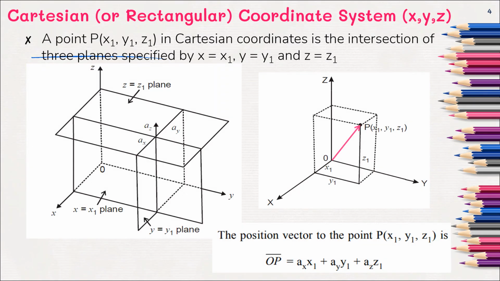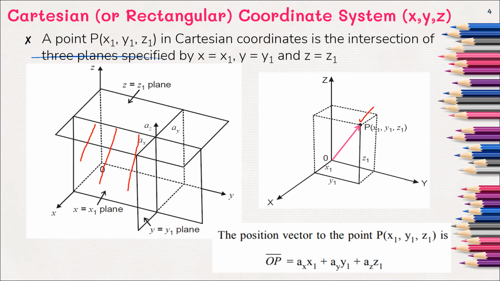Now look at this diagram as I told you in the earlier slide. Any point P, look at this point P. Any point P is going to be an intersection of three planes. Now how have I represented the planes? Along x direction you have one plane. See here, this plane is going to be along x direction. So you have x is equal to x1 plane. Then you have one plane.